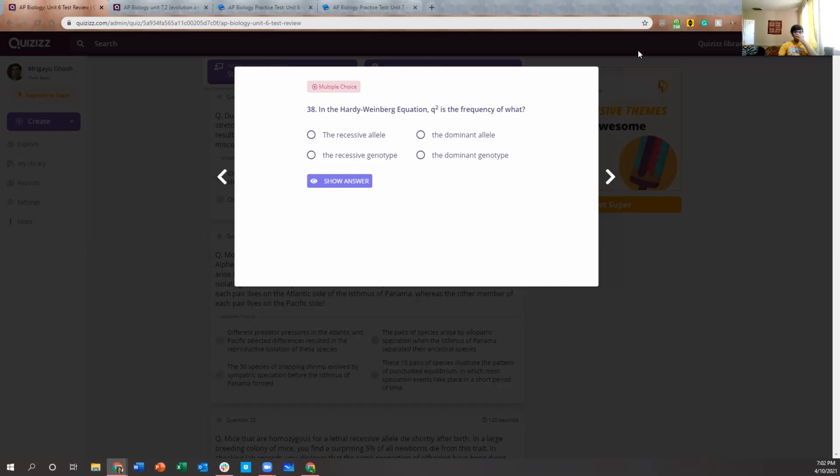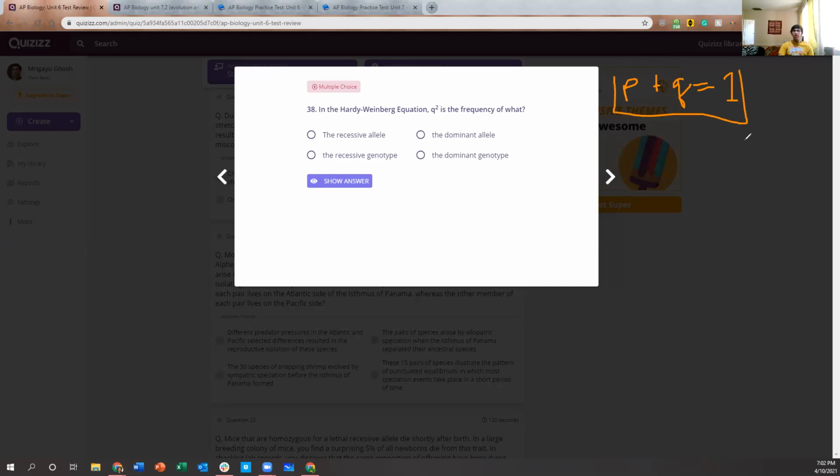Okay. Hardy-Weinberg. This is in your formula chart. You should probably have your formula chart handy, the AP formula chart. So let's just go over this real quick. Hardy-Weinberg's equation is essentially P plus Q equals 1. This is really all you have to remember.